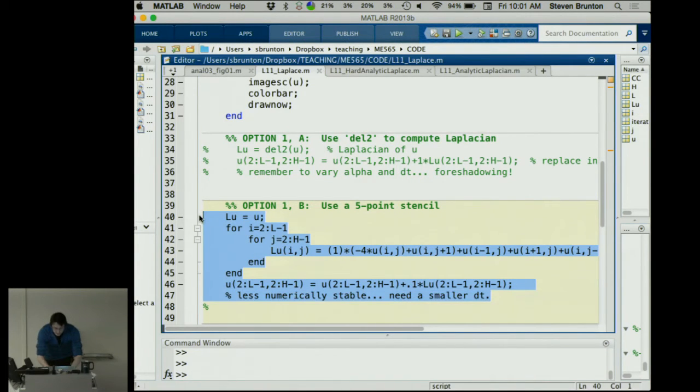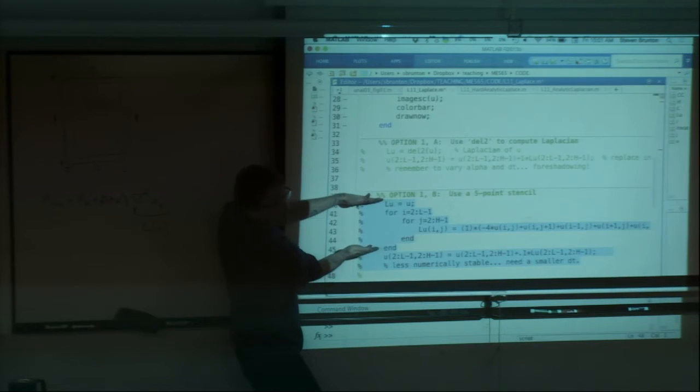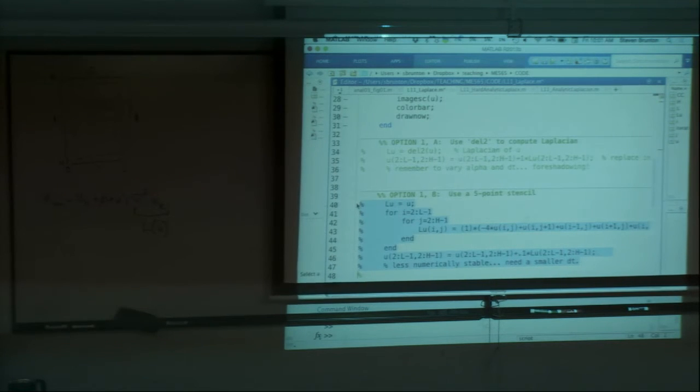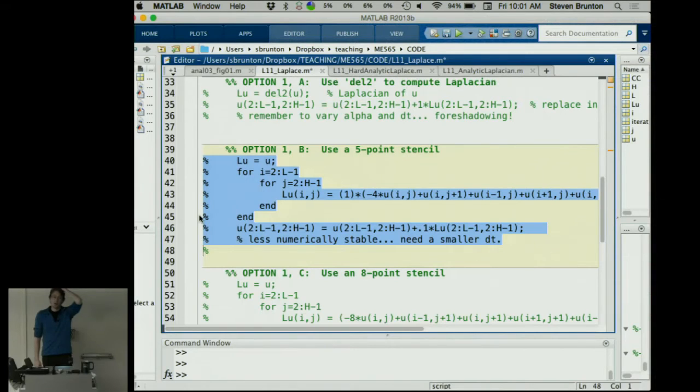OK, does that make sense? All we're doing now is computing this Laplacian ourselves, and we're doing something kind of silly that's not as good as what Matlab's doing. Matlab is probably taking the Fourier transform, and its Laplacian is much more accurate than ours, which is why it's so much more numerically stable.